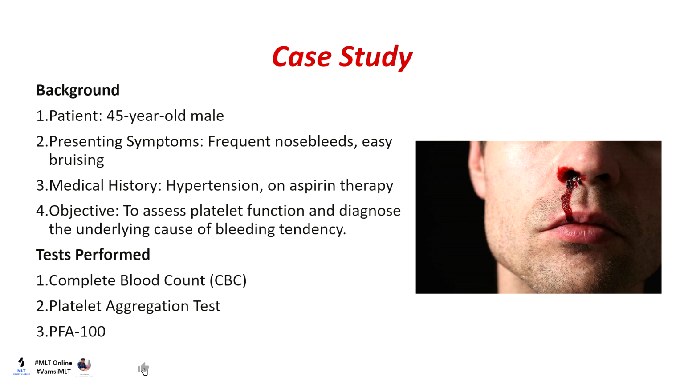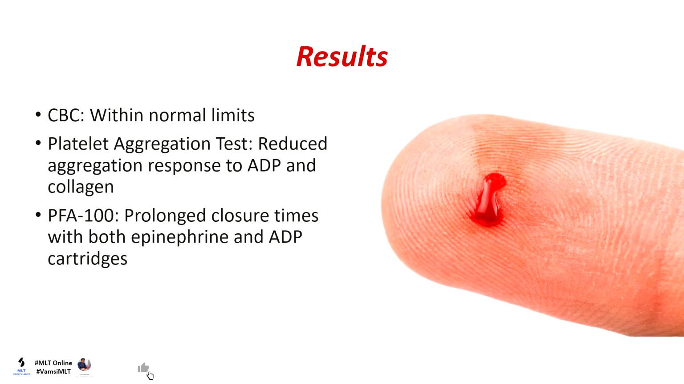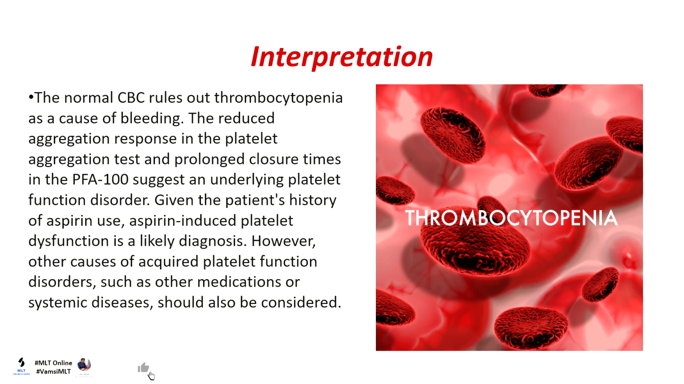Results: CBC within normal limits. Platelet aggregation test: reduced aggregation response to ADP and collagen. PFA-100: prolonged closure times with both epinephrine and ADP cartridges. Interpretation: the normal CBC rules out thrombocytopenia as a cause of bleeding.